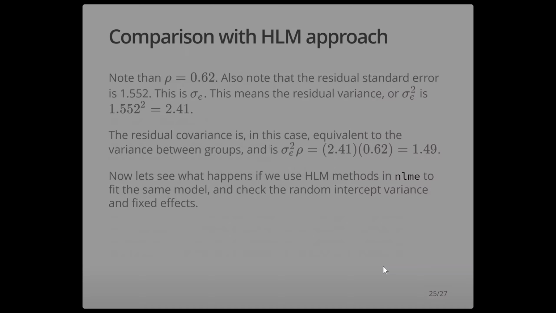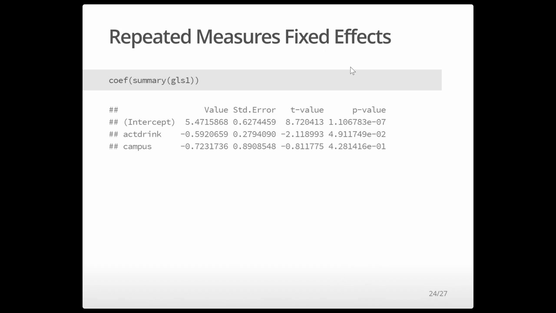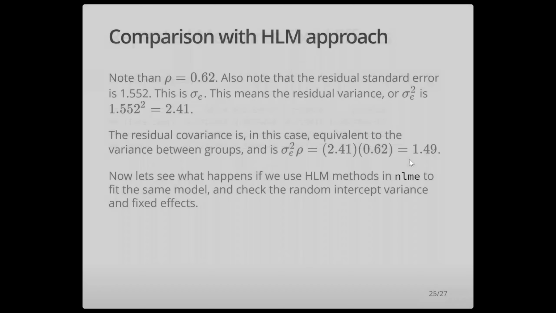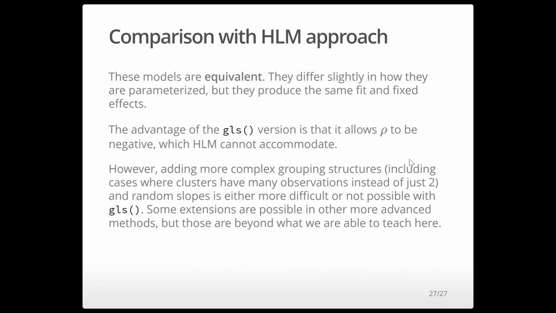Also note that the fixed effects are all exactly the same. You can see here they are pretty much the same. The only difference is slight little differences in the algorithm, but the fixed effects are identical. So the advantage of the gls approach is that it allows rho to be negative, which HLM can't accommodate.